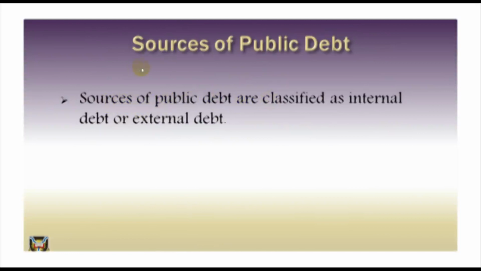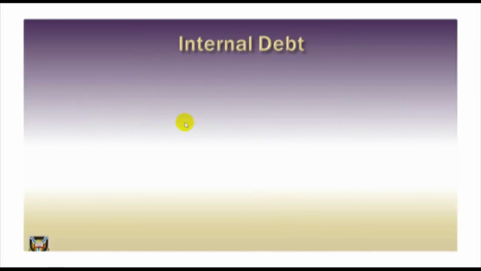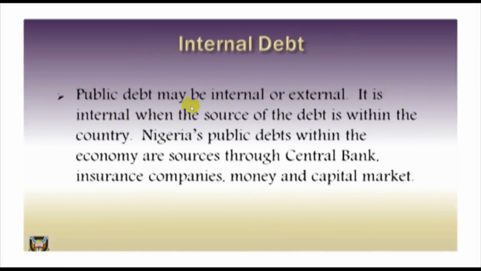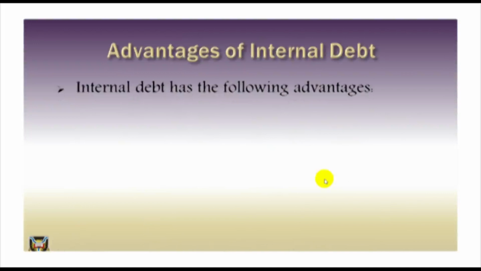Sources of public debt. Sources of public debt are classified as internal debt or external debt. Internal debt. Public debt may be internal or external. It is internal when the source of the debt is within the country. Nigeria's public debts within the economy are sourced through the central bank, insurance companies, and the money and capital markets. In the primary market, where new securities are issued, the central bank guarantees the issue of these securities and absorbs any amount not subscribed by banks and the non-bank public. The central bank also provides a secondary market for government securities, whereby those securities held by the banks are offered to the public for sale.